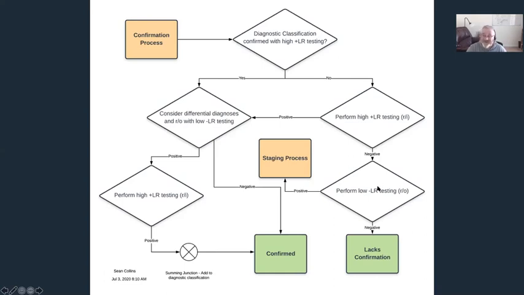And if they tested negative on the low negative likelihood ratio testing, then it lacks confirmation. If it is positive, then you go to the staging process.